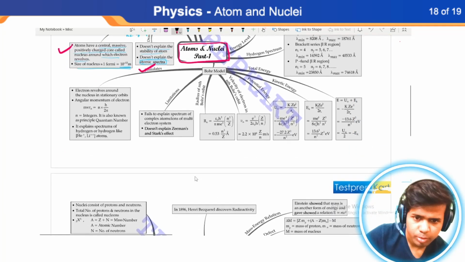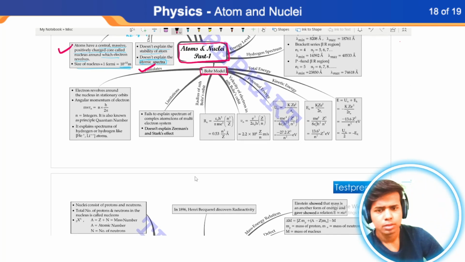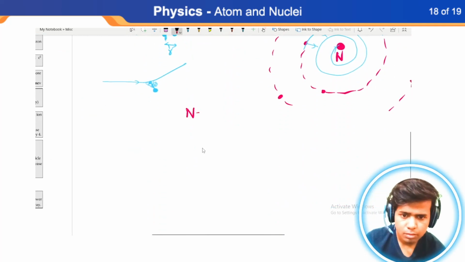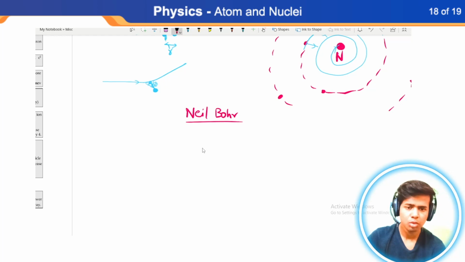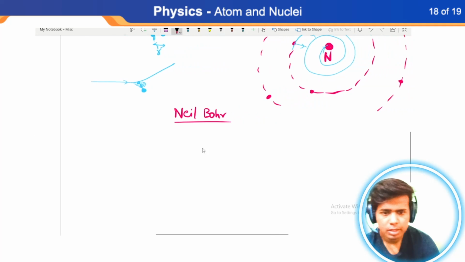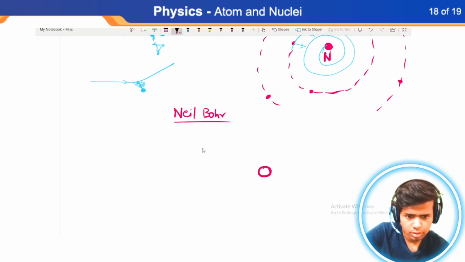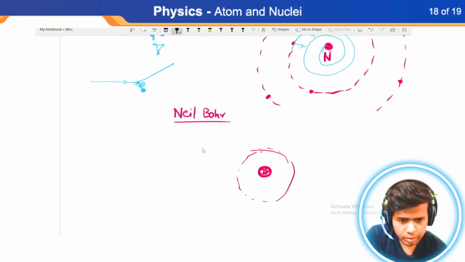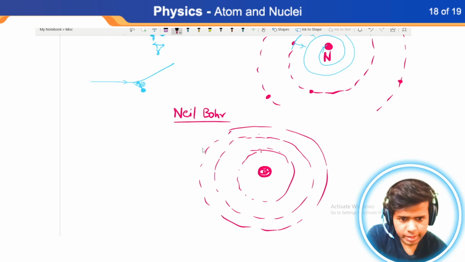Now comes the main model, which is Bohr's model. In, I think, the year 1932, Niels Bohr gave his model of atomic structure, in which he defined that, let's say this is a nucleus, and around it you have different energy levels, and the energy on these levels is defined. Whenever the electron absorbs energy, it will jump into the orbit next to it, or some other orbit on the upper side.